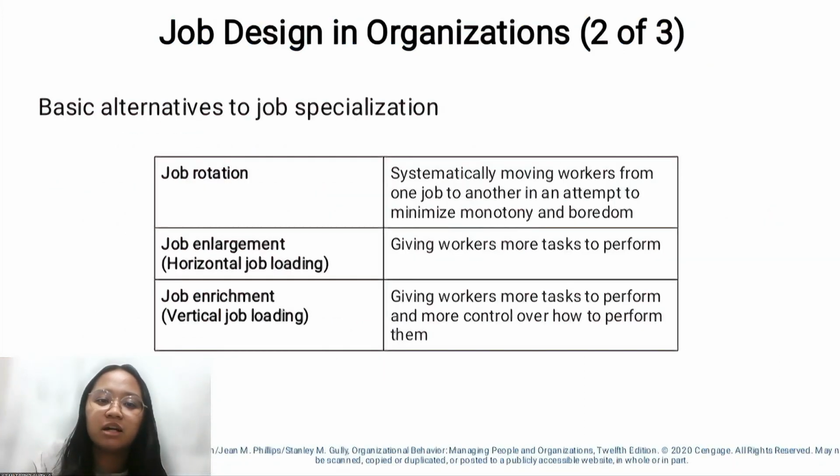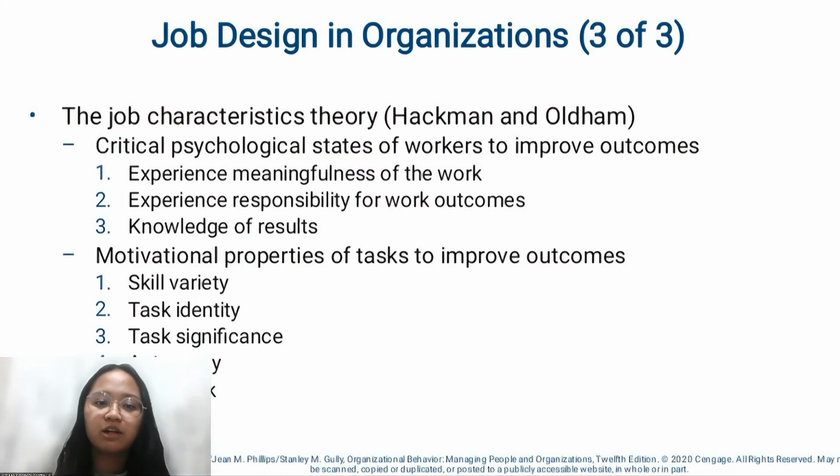And next are the basic alternatives to job specialization. Job rotation is systematically moving workers from one job to another in an attempt to minimize monotony and boredom. Job enlargement, or horizontal job loading, is giving workers more tasks to perform. Job enrichment, or vertical job loading, is giving workers more tasks to perform and more control over how to perform them. And the next is the job characteristics theory of Hackman and Oldham.